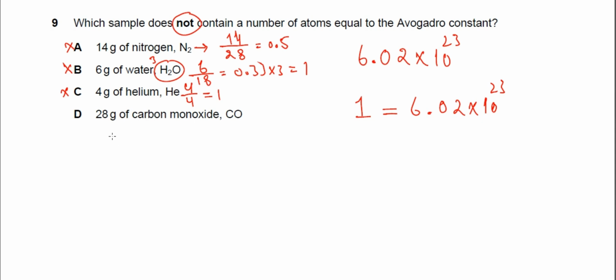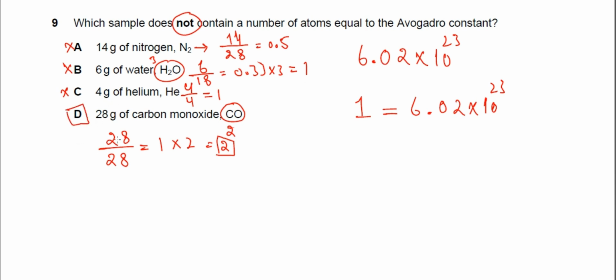So let me calculate. 28 divided by the molar mass of carbon monoxide, which is also 28. So the answer is again 1. But remember, in 1 mole of carbon monoxide, there are 2 moles of atoms, because 1 carbon and 1 oxygen. So we have to multiply the answer by 2. So now the answer becomes 2. So this shows that there are a number of atoms, but they are not equal to Avogadro's constant. That is why the answer is D.